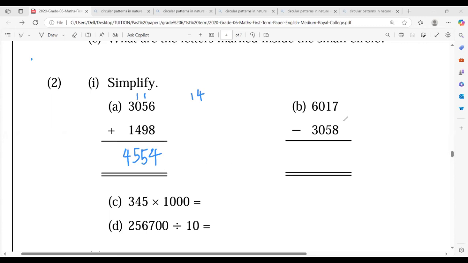And you have to subtract here. 8 minus 7 minus 8 is not possible. So you take 1 from here and this 17. 17 minus 8 is 9. And then this is going to be 0.